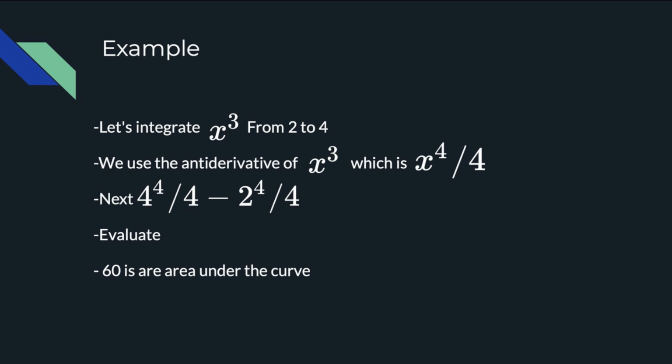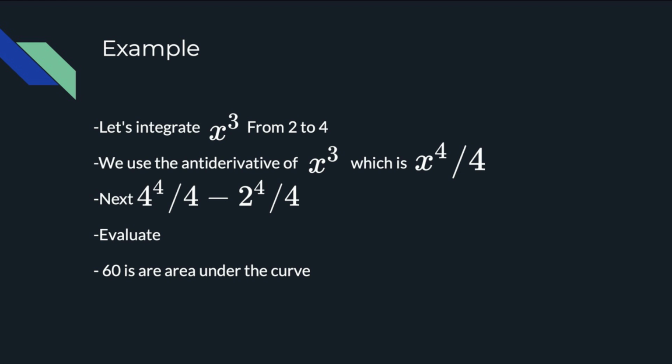So now we're going to apply an integral and use it to solve a problem. We're going to use x to the third, or x cubed. So we want to integrate x cubed from 2 to 4. The first thing that we're going to do is find the antiderivative of x cubed, which would be x to the 4th divided by 4. After we find that, then we're going to plug in our values. We're going to plug in 4 and 2, and then after that we evaluate.